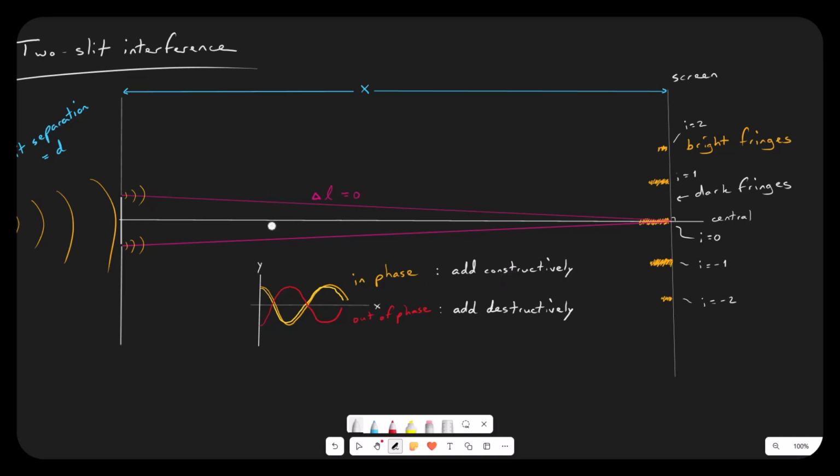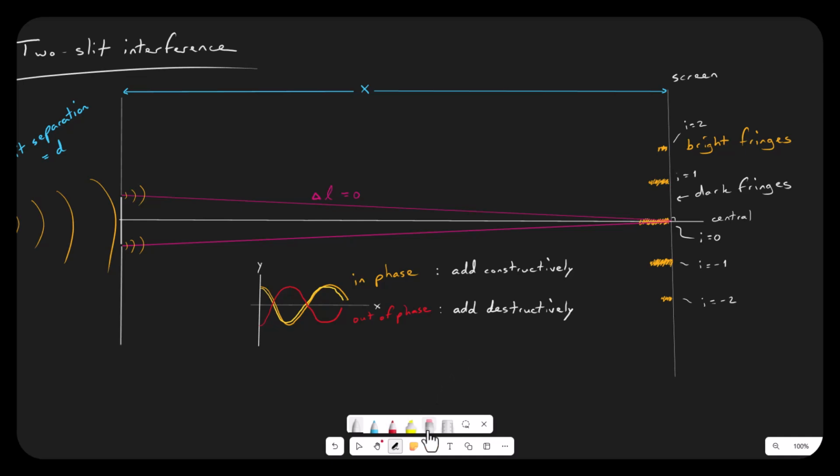At this central line, I've got two waves that are traveling the same distance as each other. Of course, they travel the same speed as each other, so if they travel the same distance and the same speed, and they start off in phase, they're going to end up in phase. And that's why I get a bright central maximum.